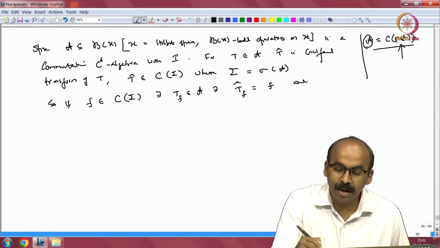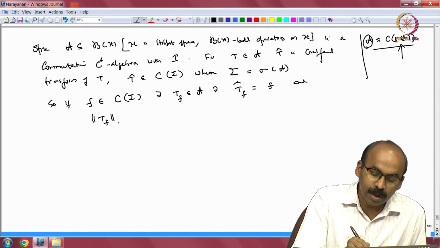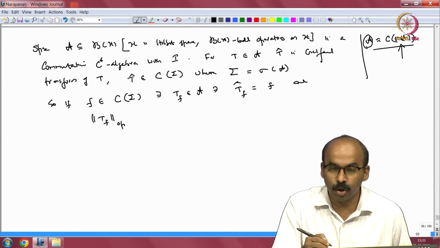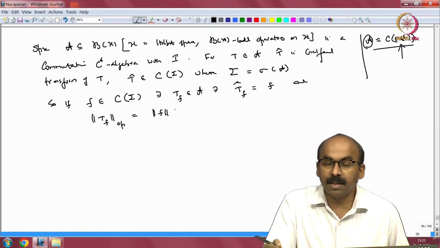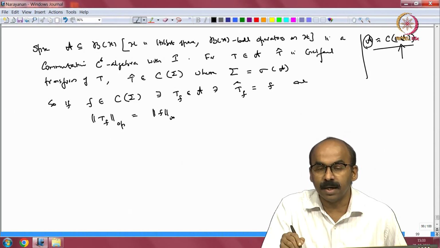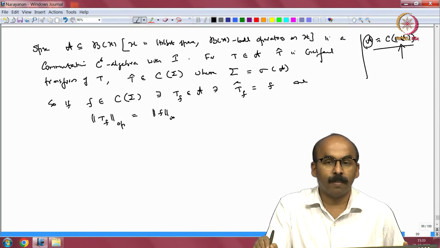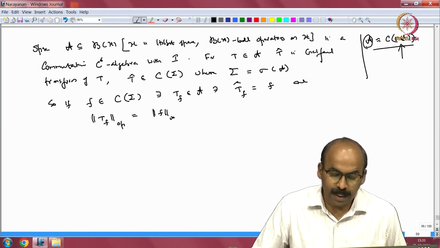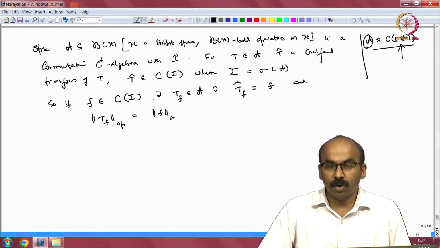And not just that, it identifies the norms, right? So for the operator T sub f, if I look at the operator norm, sometimes I may not write the OP there, it will be clear that it is the operator norm. This is equal to the norm of the function on the other side, and that is the supremum norm, right? So this is what Gelfand theory does, right? This collection of operators is identified with the collection of continuous functions on this compact Hausdorff space along with the norm, right?